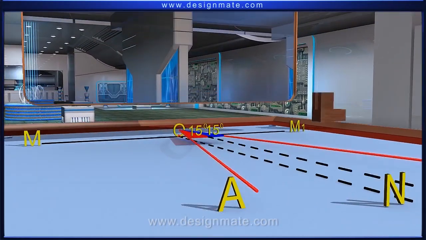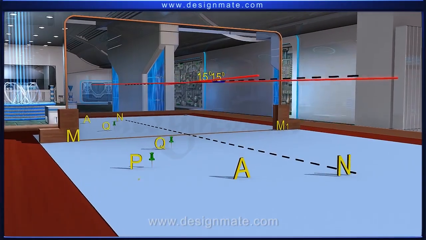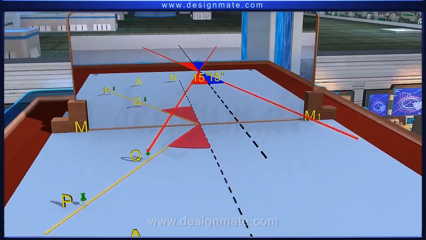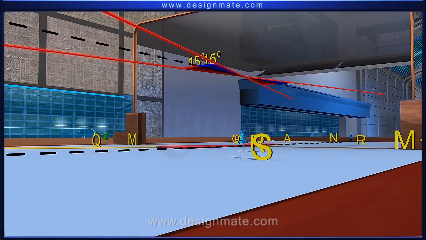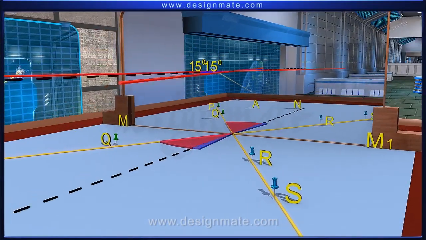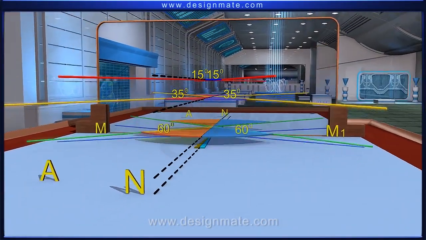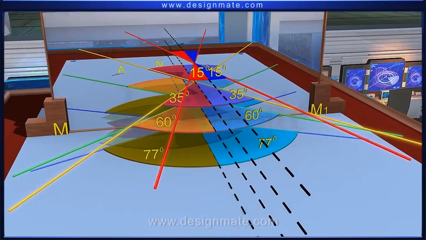Now, replace the mirror and position the pins P and Q in such a way that the angle of incidence changes. On the other side of the normal, place the pins R and S and observe the angle of reflection. Repeat the experiment a few more times and measure the angle of incidence and the angle of reflection each time.